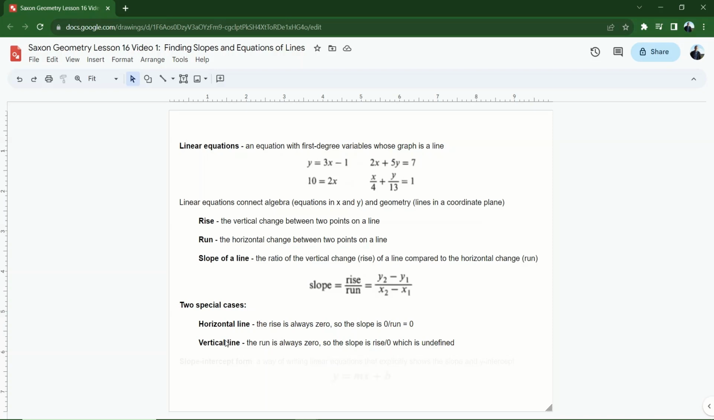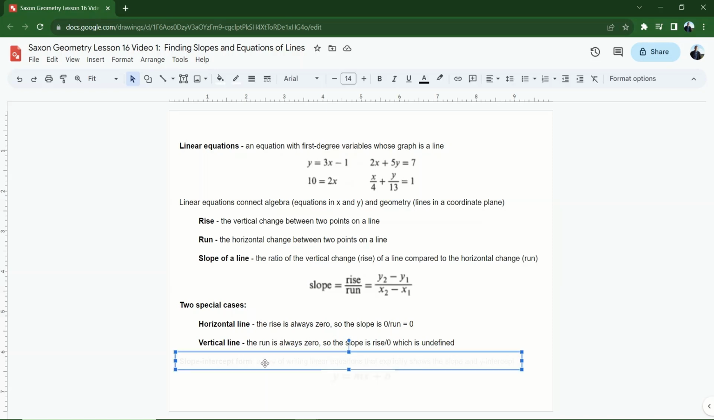If I tried to subtract an x coordinate from another x coordinate, I'd always be subtracting the same number from itself, which means it gives me a run of 0. And I can't divide by 0. Rise over run, if run is 0, rise over run is undefined because there is no value. How do I divide by 0? You can't divide by 0. So because we know that anything divided by 0 is undefined, the slope of a vertical line is undefined.